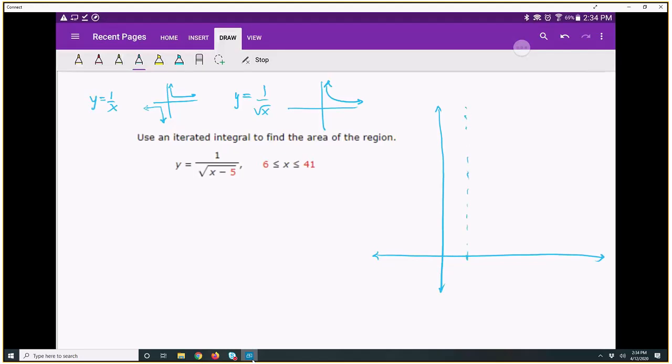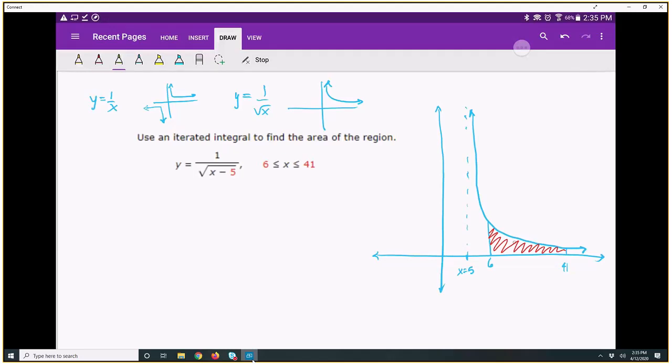So I'm going to say, if this is x equals 5, I have an asymptote here. This graph also has an asymptote along the x-axis, so it's going to look something like this. And then the question tells me to find the area when x is between 6 and 41. So I can say 6 is here, maybe 41 is somewhere out here. So the area that I'm talking about is just this much.